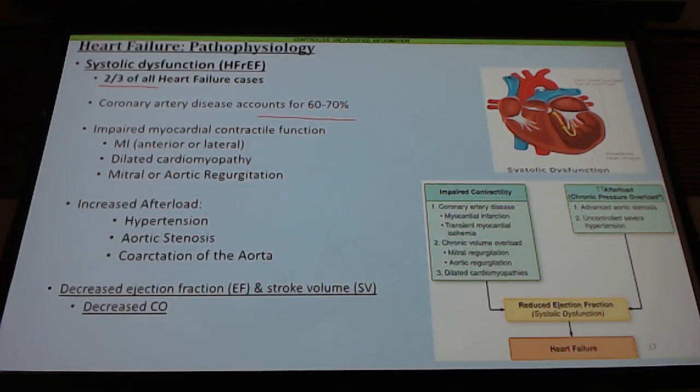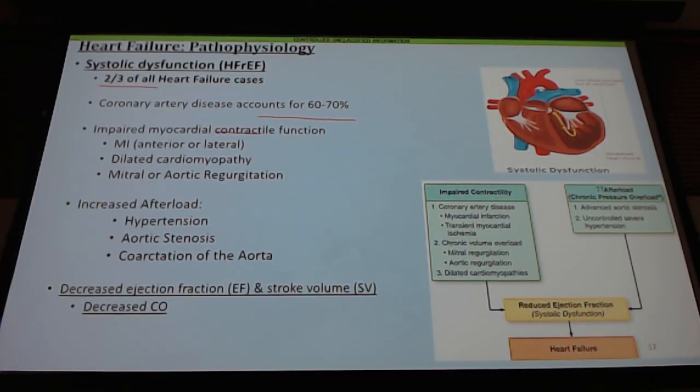And basically, things that can cause this type of heart failure are things where the contraction and contractility of the heart is diminished or dropped. So things like heart attacks, things like mitral or aortic regurgitation, things like dilated cardiomyopathy, which we're going to talk about 2 lectures from now, all cause basically the heart to not squeeze effectively.